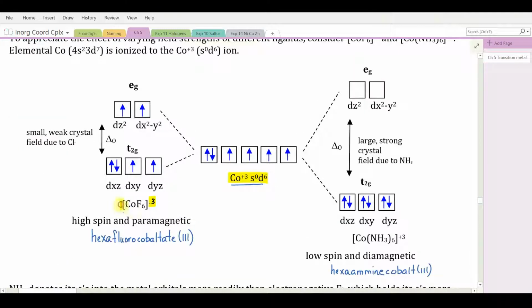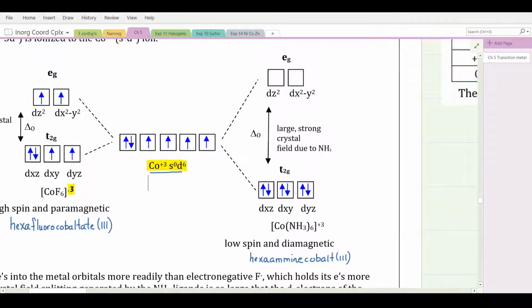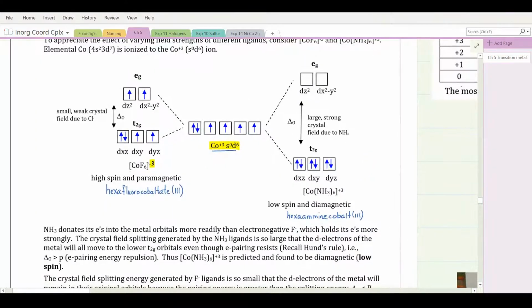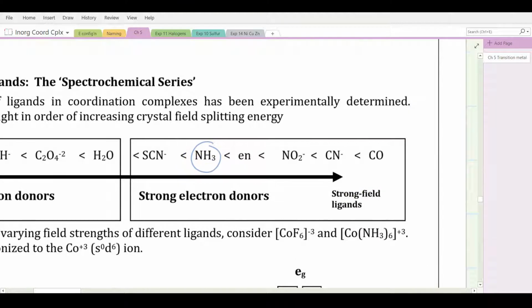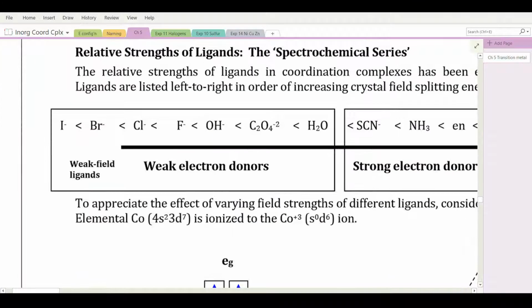In CoF6 3-, and I want to point out to you that in the notes, this 3 is cut off. It should be -3. CoF6 3-, aka hexafluorocobaltate(III). Let's compare that with this other octahedral complex, hexaamminecobalt(III). Now, we've got two different ligands here. Ammonia, if you recall, look up here, ammonia is a strong ligand, whereas fluoride is a weak ligand.